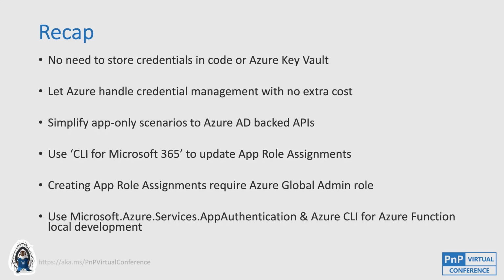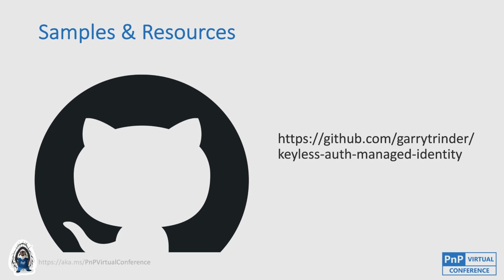We've also seen that we can use the Microsoft App Authentication NuGet package to simplify the authentication in our Azure functions, using the Azure CLI in the background as well. We can work locally with Azure functions, mimicking the behavior of the managed identities in Azure. All the samples that we've seen today are available on GitHub. If you want to find out more about managed identity as well, go there. There are lots of links and samples to different resources for you to look at.